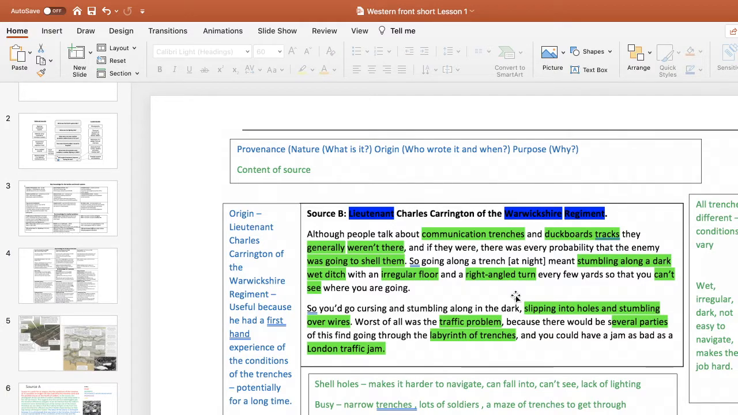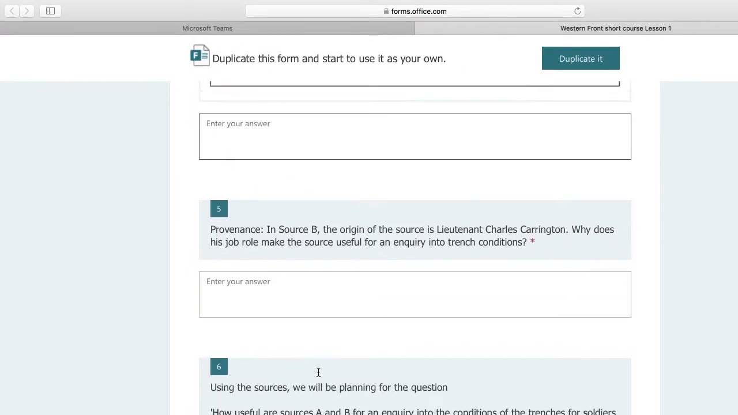Is it particularly hard? Is it easy? Is it dirty? Is it sanitary? Have a think and try to make an inference. After you finish that, do the same thing. I gave you a provenance of source B.